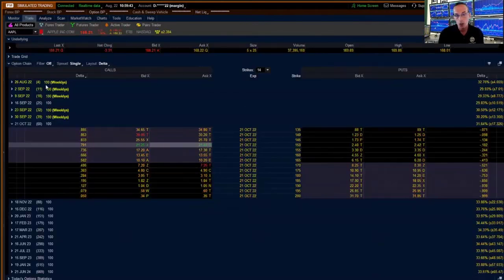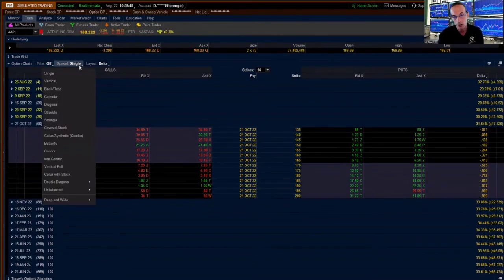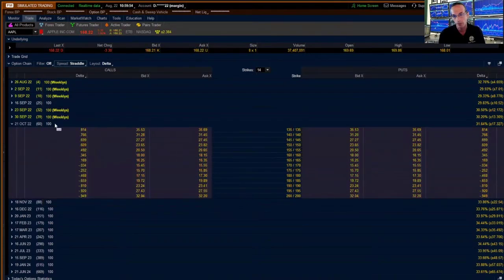I go to the option chain. Here's the trick. Here's the gem. Here's the hack. Change it right here in the template. Go to whatever spread you want. It could be a butterfly, vertical, whatever. I'm going to go to straddle. And where's that 155? It's right there. See that? So no matter if you buy on the straddle, the ask, they're both the same.